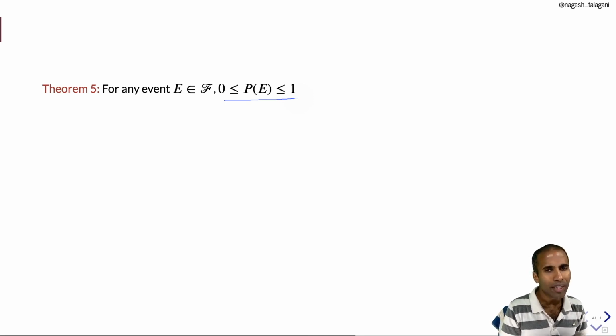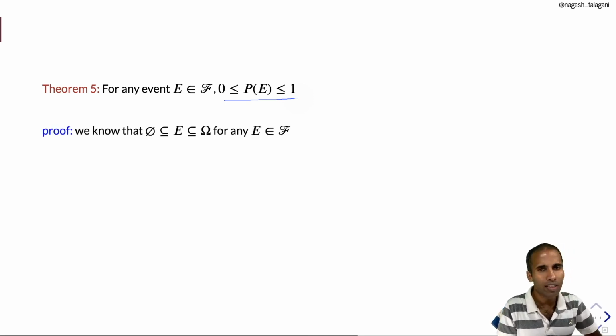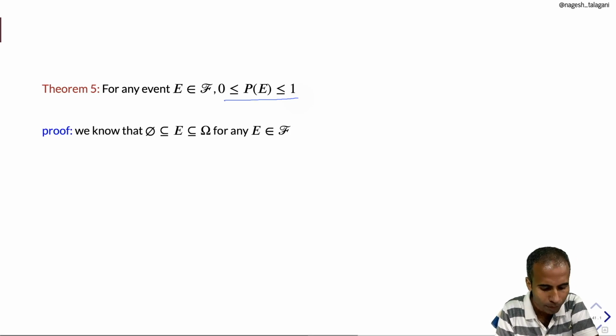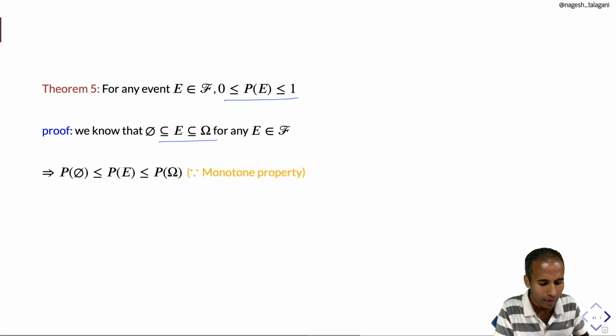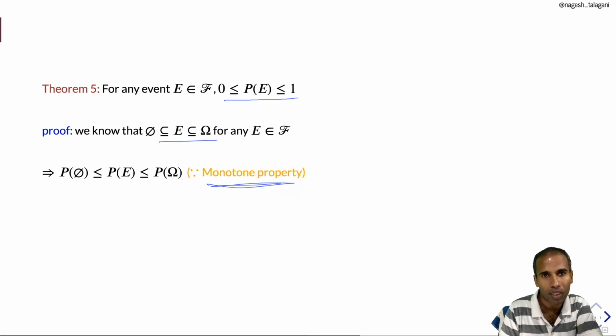Now, for any event E, we have this relation with the empty set and the whole sample space omega. So, the empty set is a subset of E, which is a subset of omega. This is always true for any event, right? Now, if you take the probability, then the probability of the empty set is less than or equal to the probability of E, which is less than or equal to the probability of omega, because of the monotone property we just proved.